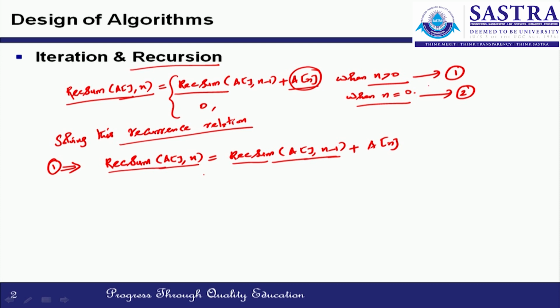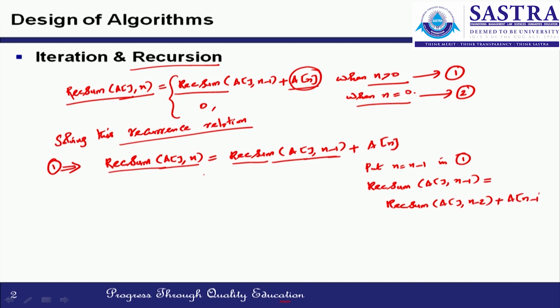Now in equation number 1, put n is equal to n minus 1. Substituting n is equal to n minus 1 in equation 1, we have recursive sum a array comma n minus 1 is equal to, n is substituted as n minus 1. In the right hand side, putting n is equal to n minus 1, we have recursive sum a array comma n minus 2 plus a of n minus 1. This is the actual value of recursive sum of a array comma n minus 1.